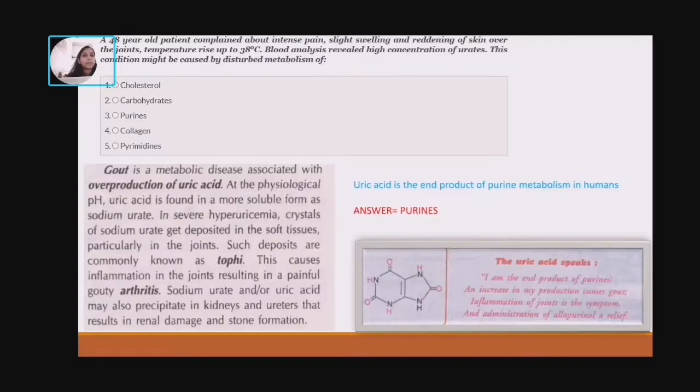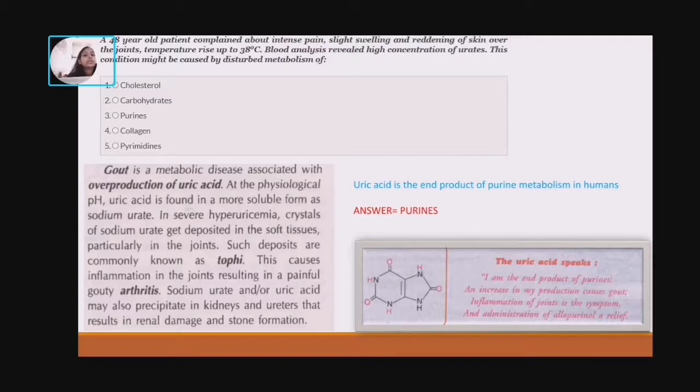Okay, so next one. A 48-year-old patient complained about intense pain, slight swelling, and reddening of skin over the joint. Temperature rise up to 38 degrees Celsius. Blood analysis revealed a high concentration of urates. Okay, so this condition is caused by disturbed metabolism of what component?